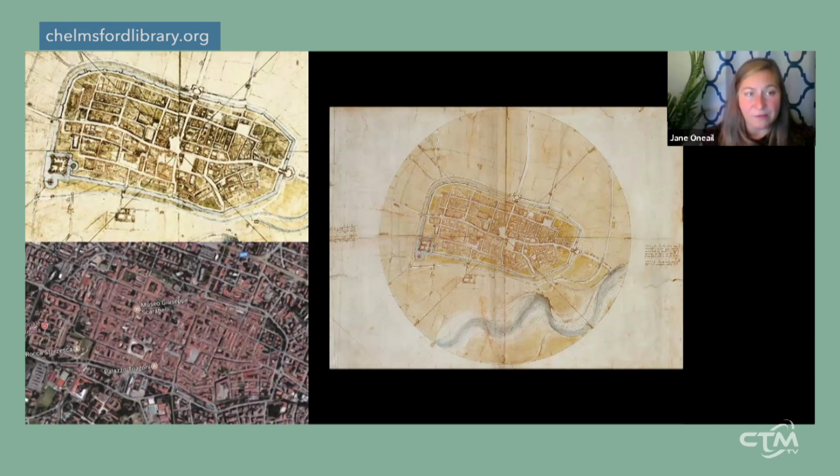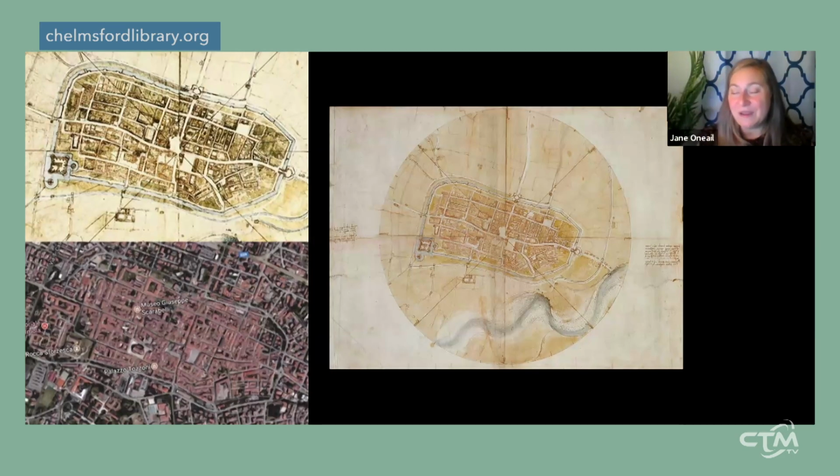We believe he was moving through the city and actually calculating the angles of the buildings in order to produce a map this accurate. But he's letting us see the world too from the point of view of a bird.